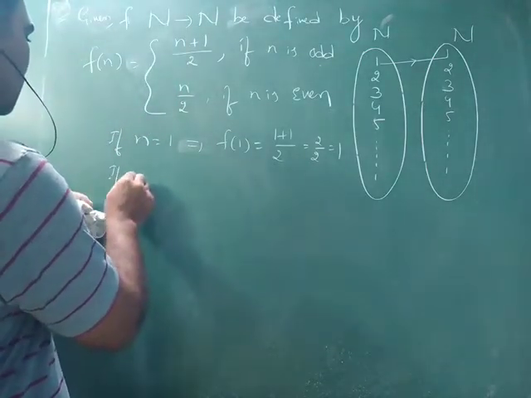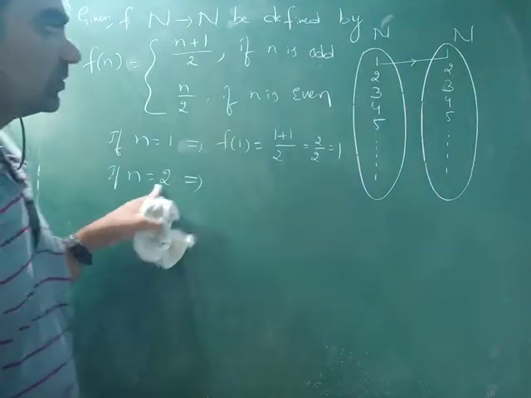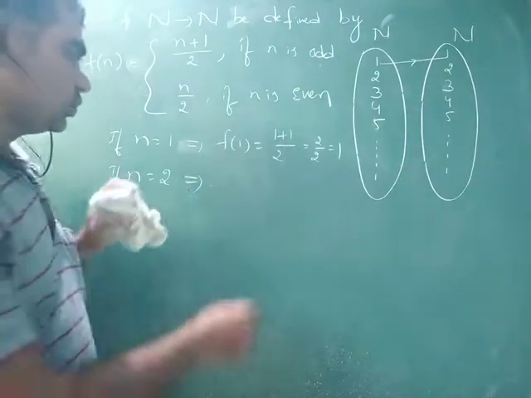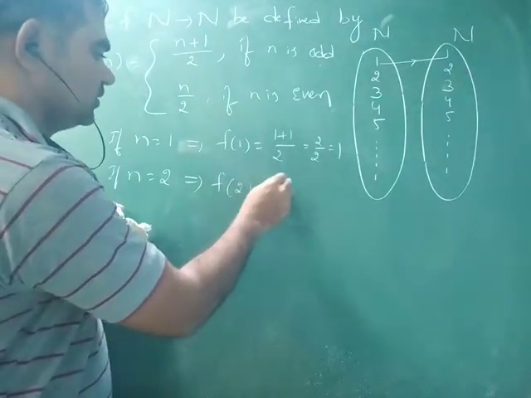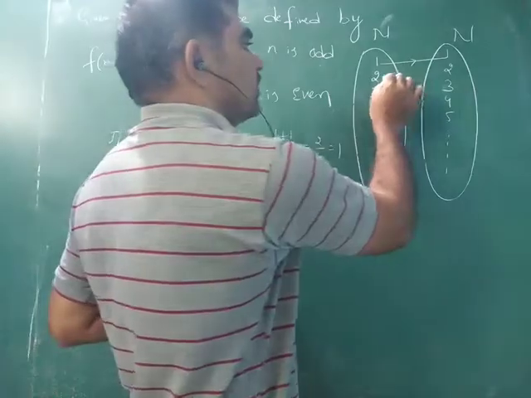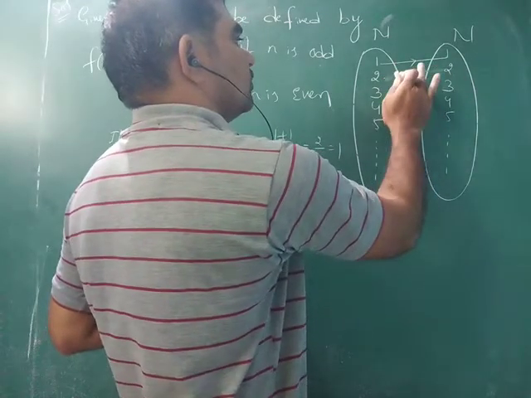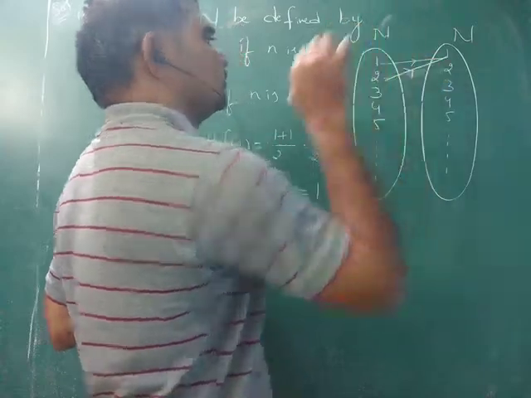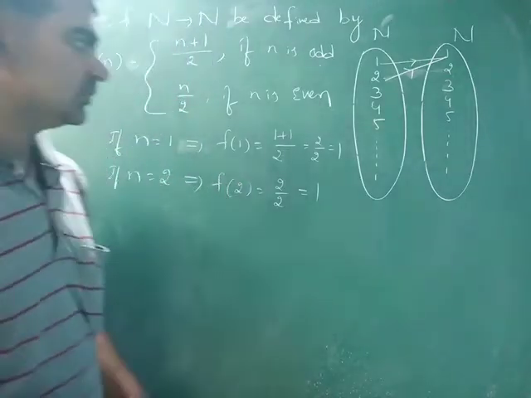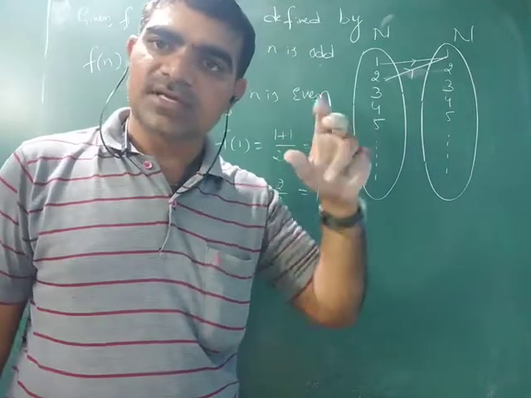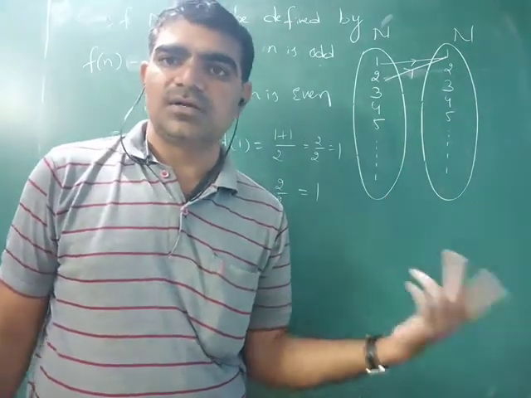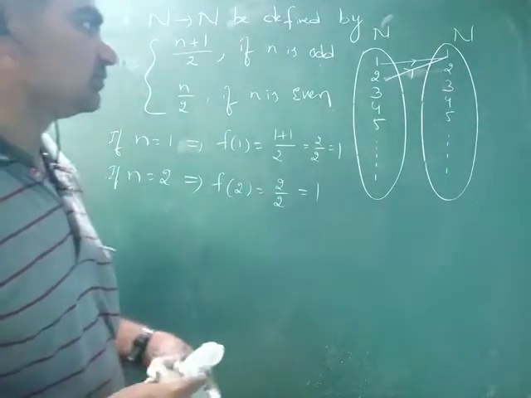Now, if n is 2, that means even case, the second case. How do they define? n by 2. f of 2 is 2 by 2, which is 1. So f of 2 is also 1. f of 1 is 1 and f of 2 is also 1. Now we can say two different elements are having the same image. So it is not one-one. Clear?